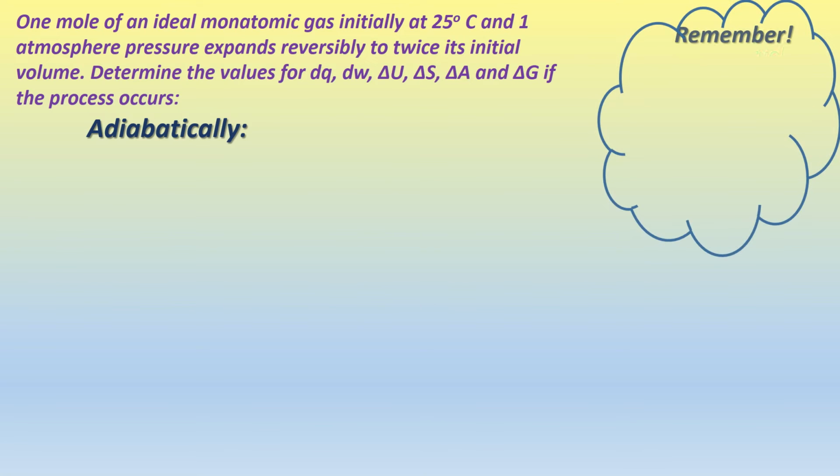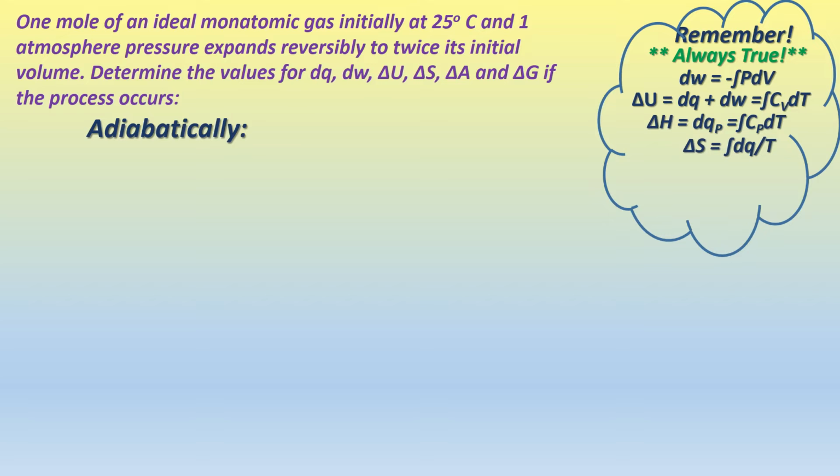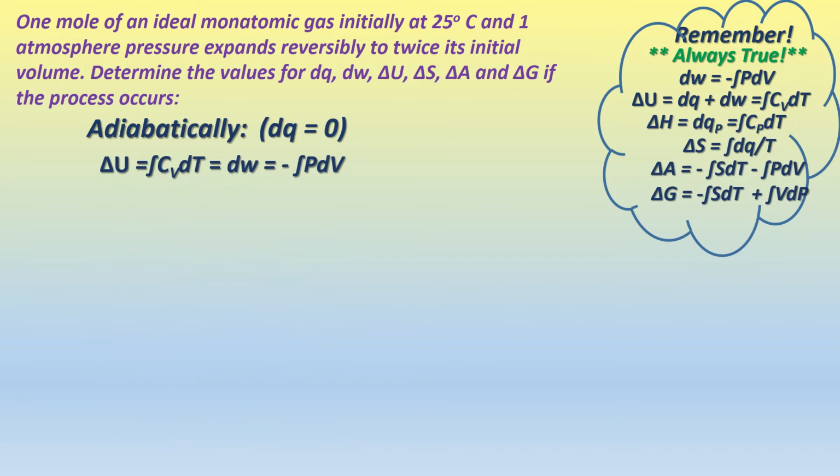You still have the same basics that always remain true, the definitions of heat, internal energy, enthalpy, entropy, Helmholtz energy, and Gibbs energy. You go back to the condition. Adiabatically literally means there is no heat flow. So your first variable, dq, is going to be 0. Since your internal energy is equal to heat plus work, if heat is 0, the internal energy is simply equal to the work. Or the integral of CV dT is equal to the negative integral of P dV.